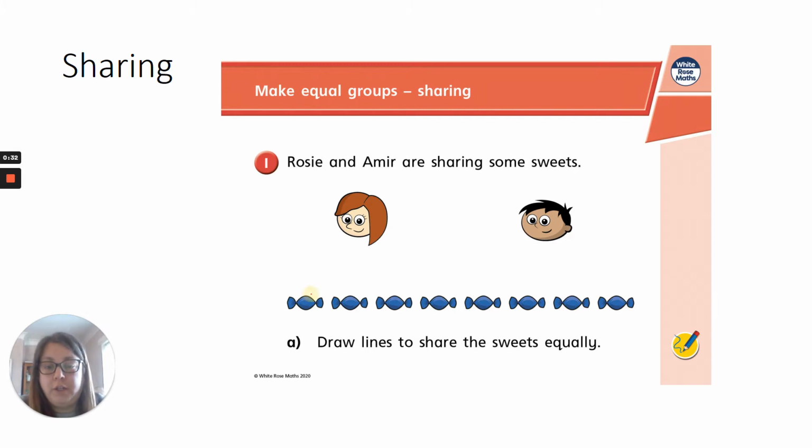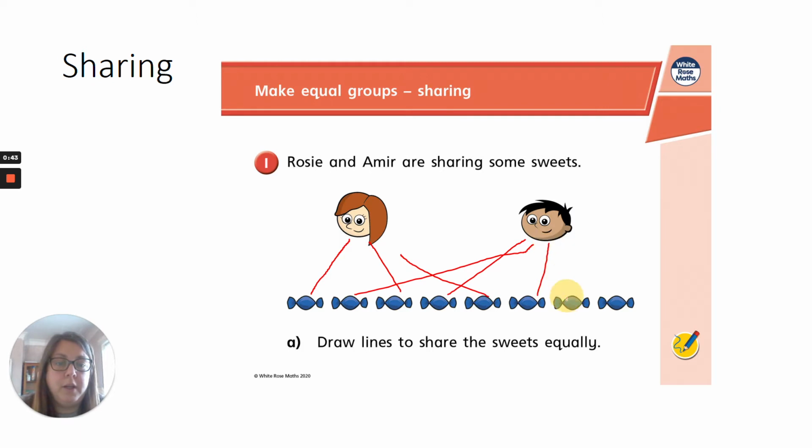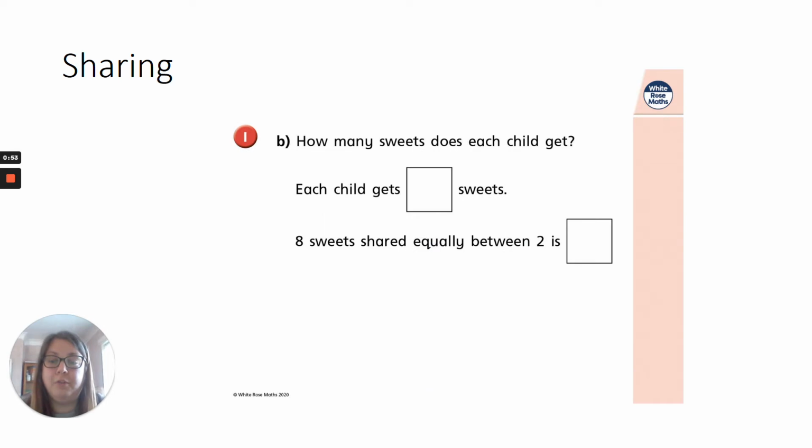So what you should have done is drawn the sweets and then drawn a line. So I'd draw 1 to the girl, 1 to the boy, 1 to the girl, 1 to the boy, 1 to the girl, 1 to the boy, 1 to the girl, and 1 to the boy. So there are 8 sweets and each person has been given 4 sweets. Perfect. So we're going to write that like this.